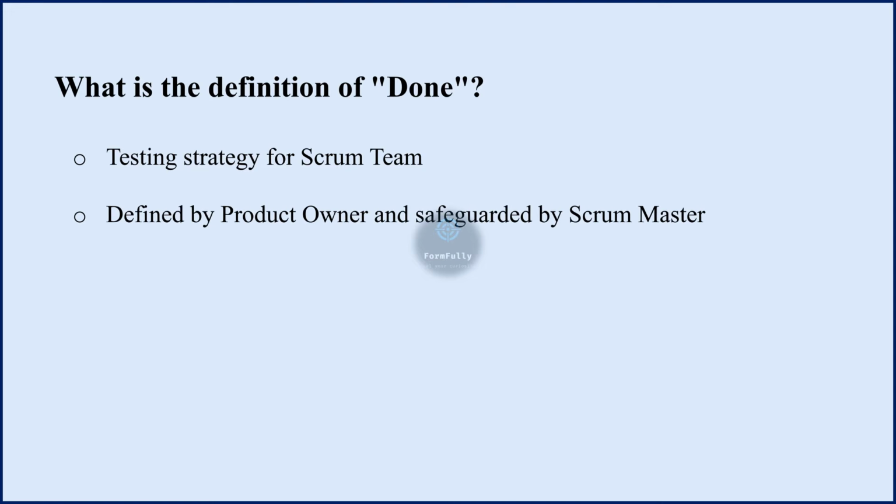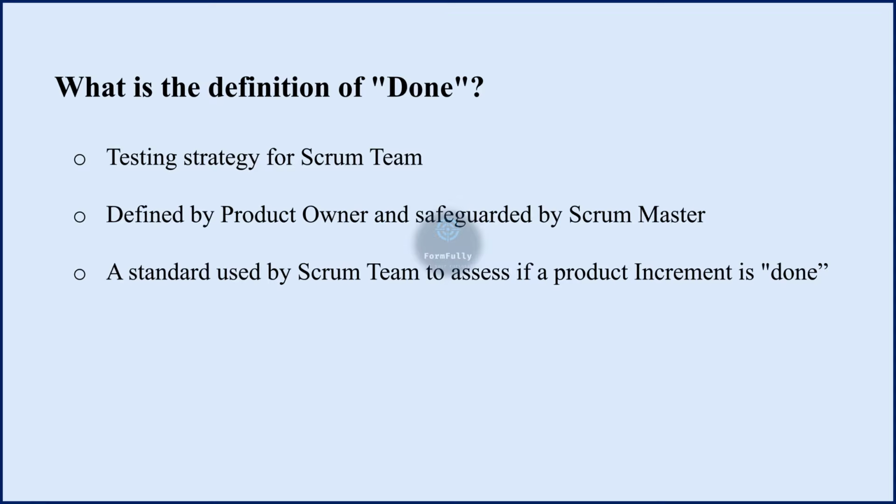Next question. What is the definition of done? Options are: testing strategy for the Scrum team, defined by the product owner and safeguarded by the Scrum Master; a standard used by the Scrum team to assess if a product increment is done. And the correct option is the third option. The definition of done is a clear and concise set of criteria that must be satisfied for product backlog items to be considered complete and potentially shippable.